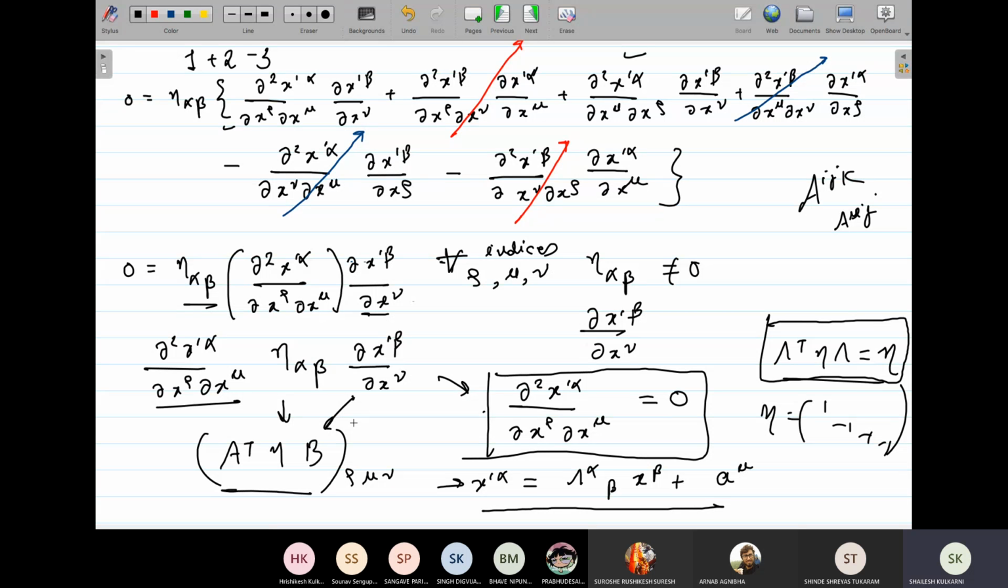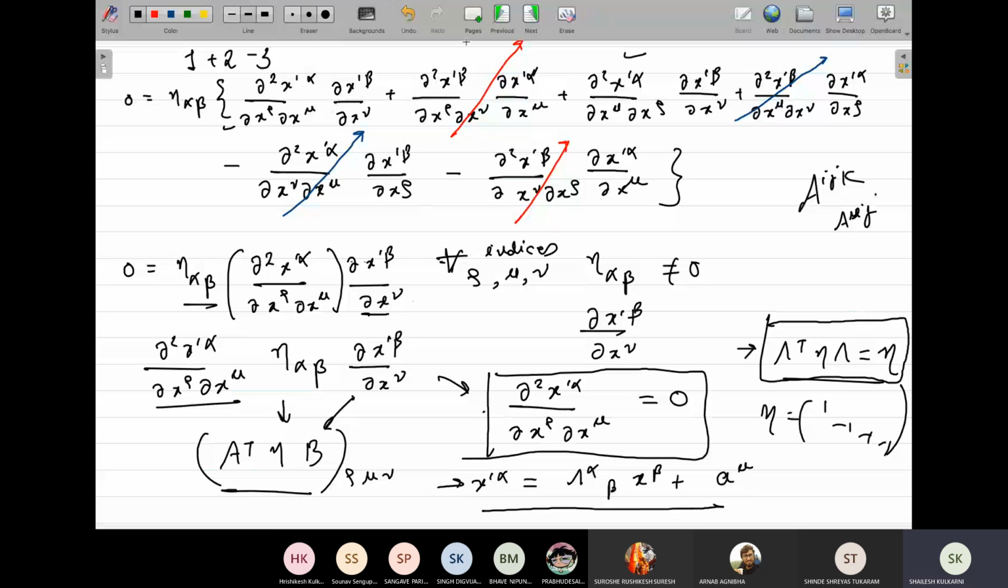Okay, good. So now I will go back again to tensors. But before even doing that, let me list certain properties of Lorentz transformations. We have seen that the Lorentz transformations are linear transformations in 3 plus 1 dimensional Minkowski space which satisfy this condition.